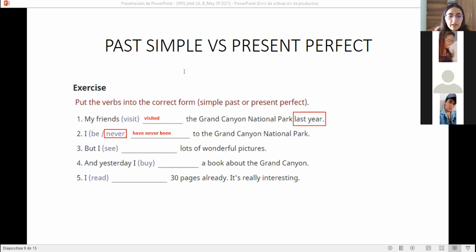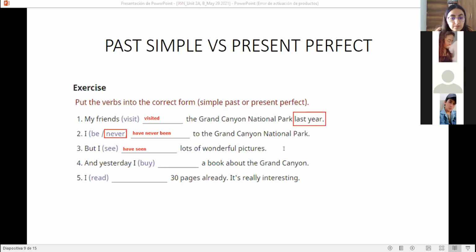Thank you. Number 3. But I... aquí no tenemos indicadores de tiempo, pero estamos hablando de una, ¿qué será? I have. ¿Y qué más, Nicole? I have seen. Sí, no te preocupes, no estás mal. I have seen, but I have seen lots of wonderful pictures. Estamos hablando de una experiencia. Si yo he visto muchas imágenes hermosas o maravillosas, ¿sí? But I have seen lots of wonderful pictures.